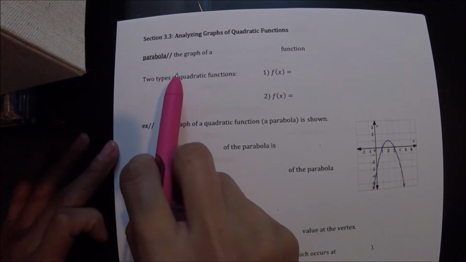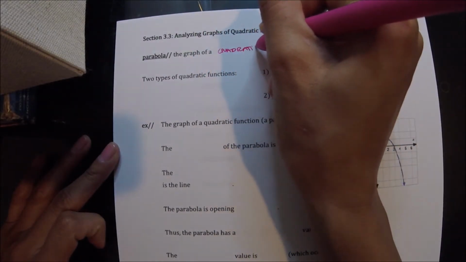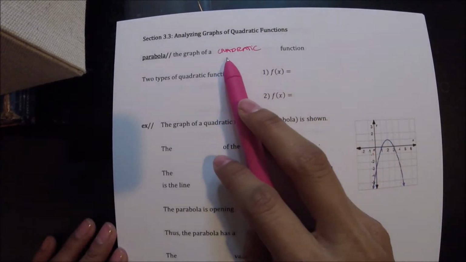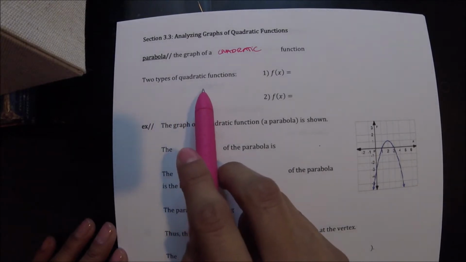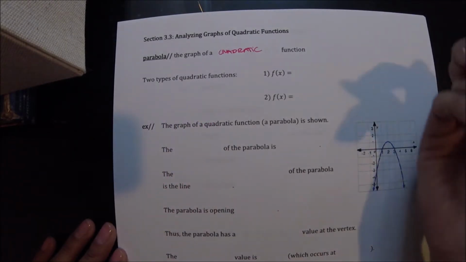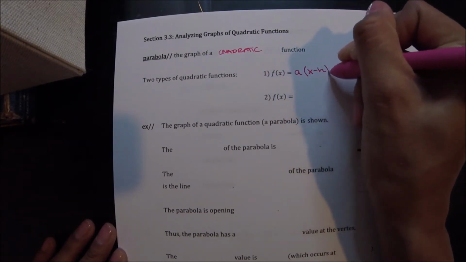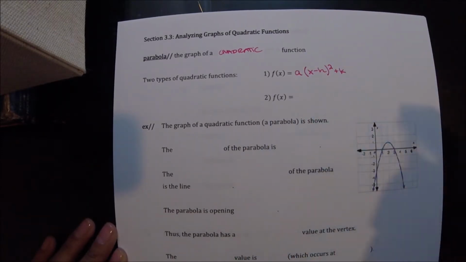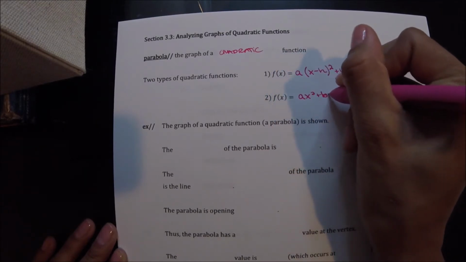Okay, so a parabola is the graph of a quadratic function. So if you graph something in the form ax squared plus bx plus c, it comes up with a shape that we call a parabola. And then there are going to be two types of quadratic functions that we'll talk about. First, f of x equals a(x minus h) squared plus k. And then the second one is the one we've been working with a lot, which is just ax squared plus bx plus c.